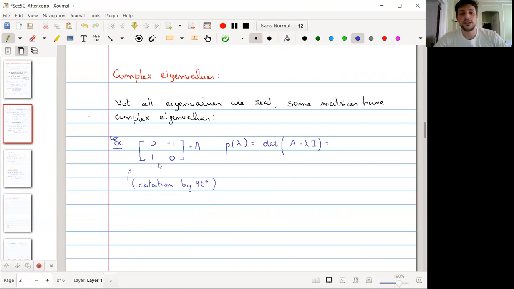This matrix here is actually a matrix associated with a rotation of 90 degrees. It's also very simple: 0, -1, 1, 0. However, when you take its characteristic polynomial, you see that this matrix minus lambda I becomes minus lambda, -1, 1, minus lambda. And when I take the determinant of that, it becomes lambda squared plus 1. Now this polynomial has no real zeros.